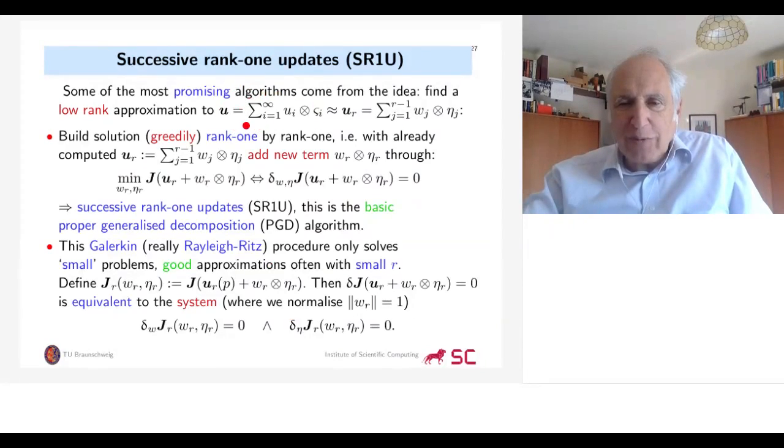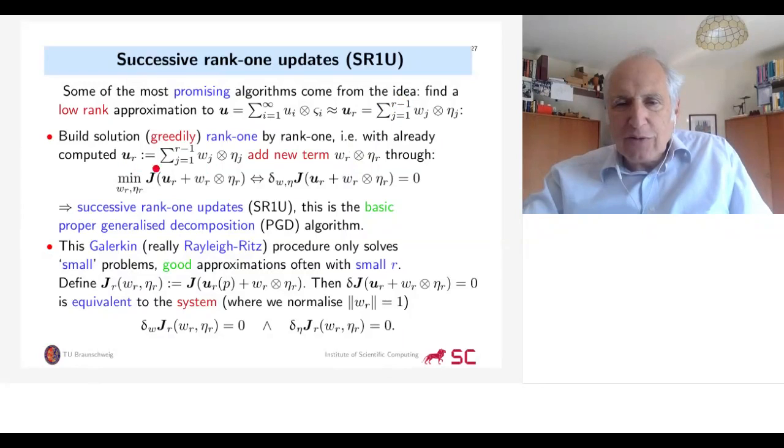And now the idea is the following. Assume we have an approximation of this as a tensor. Okay, so we know this is a tensor, so it's something like this. Assume we have a low rank approximation of rank R minus 1. Now I'm going to compute the next one. One more, increase rank by 1.